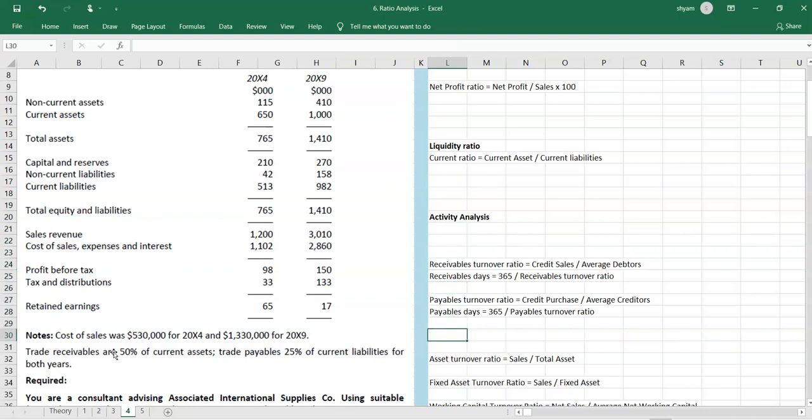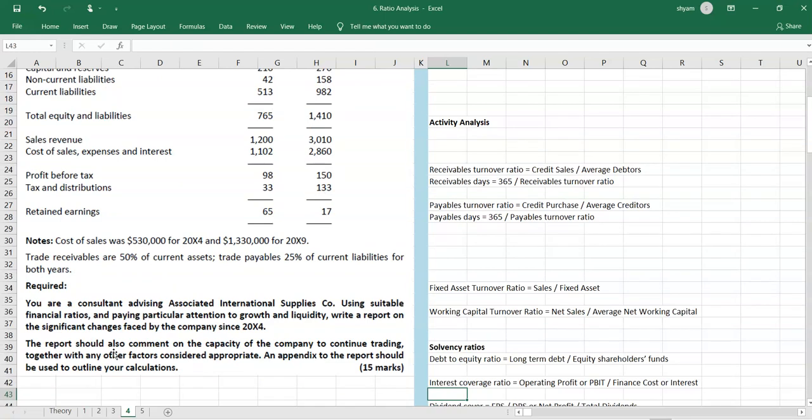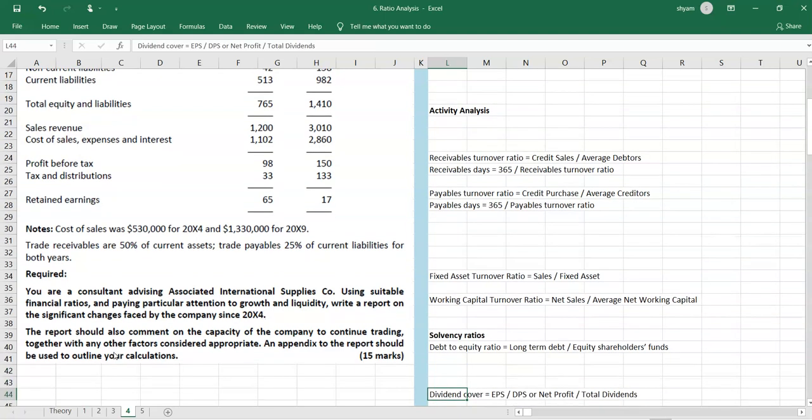Conversion is not possible. Asset turnover, total asset, I think fixed asset turnover is possible. We can do that alone. Working capital, yes, we can do that. Solvency, we can do that. Interest coverage, interest is not given separately, so we can't work out that. Dividend is not given separately, so that also we can't work out.